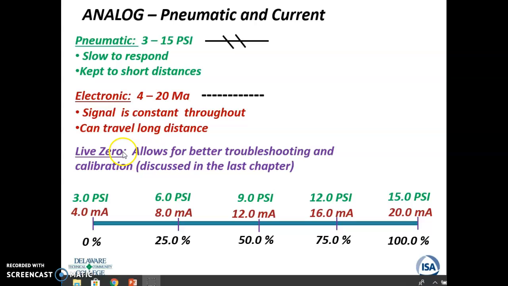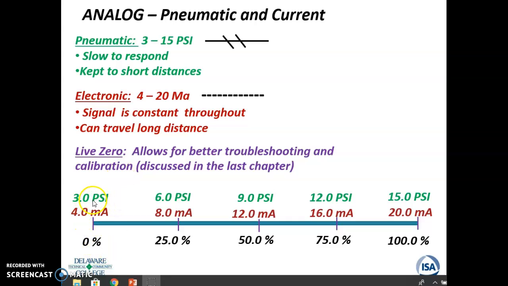Now, a live 0, remember we talked about this as well. A couple times people have asked, why do we start at 3 psi as 0% or 4 milliamps? So again, if you have a loss of power, you wouldn't know that if you had this at 0, okay? But if it's at 4, and you're at 0%, you know that it's not the power. You have power supply to your instrument, so there's something wrong maybe in your calibration. So it does allow for better troubleshooting and calibration.